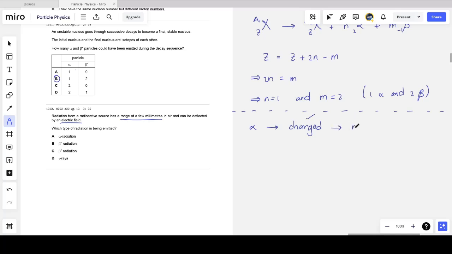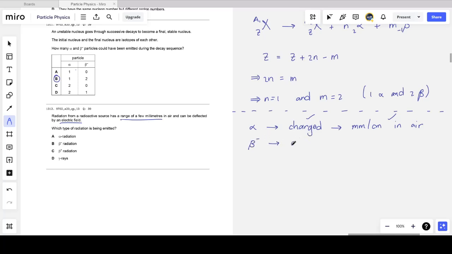And they have a range of a few millimeters or a few centimeters in air. Okay, so that immediately agrees with our criteria. But what about beta minus? Let's do all and just make sure.